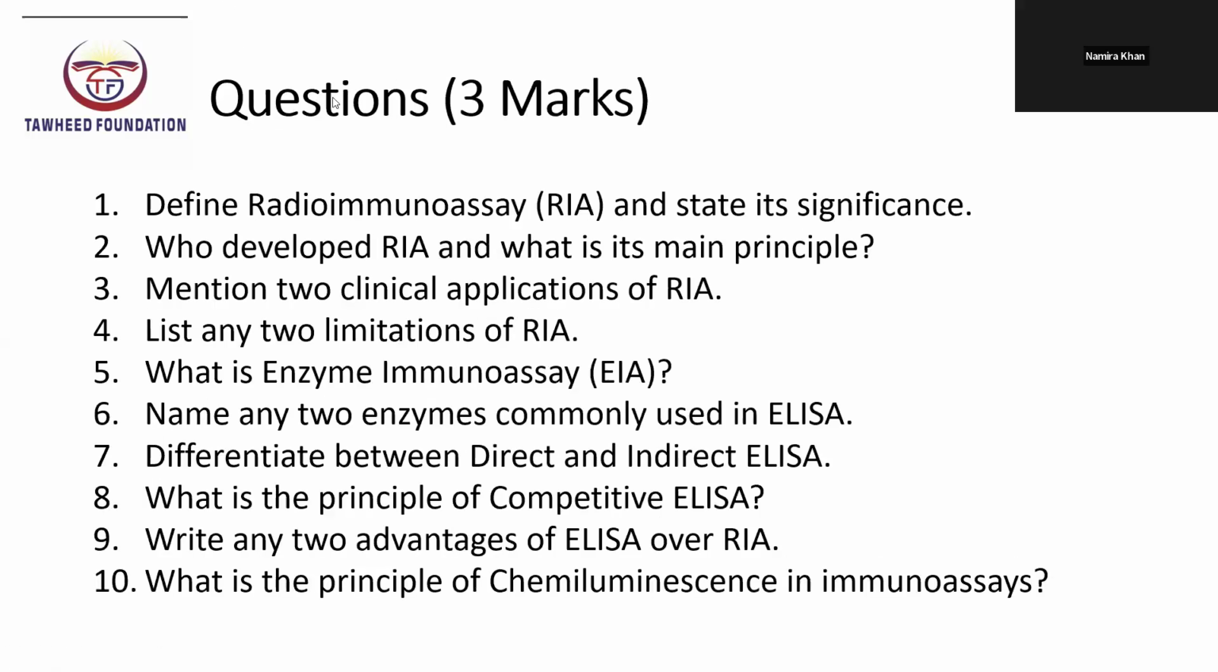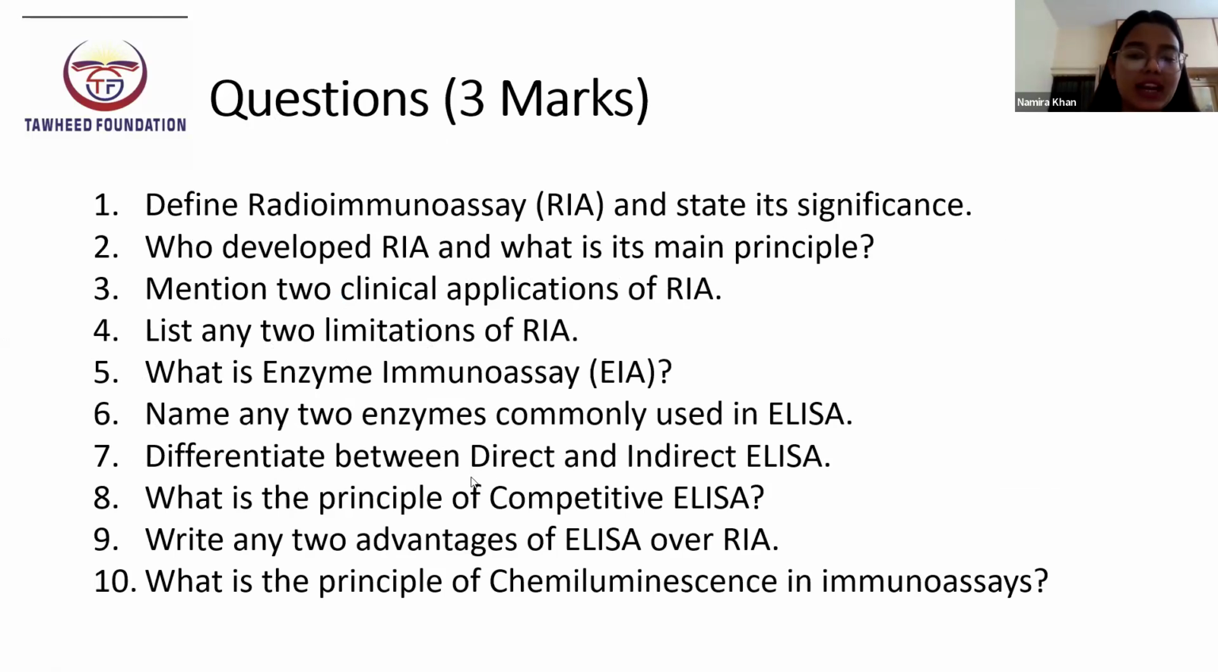Next is question part. For 3 marks questions: first, define radioimmunoassay, that is RIA, and state its significance. Second, who developed RIA and what is its main principle? Third, mention two clinical applications of RIA. Fourth, list any two limitations of RIA. Fifth, what is enzyme immunoassay, EIA? Six, name any two enzymes commonly used in ELISA.